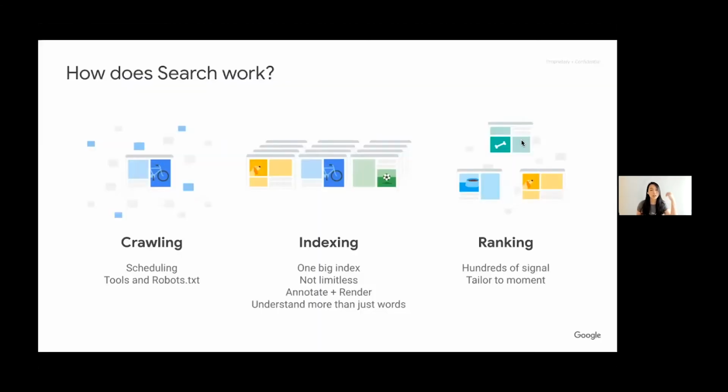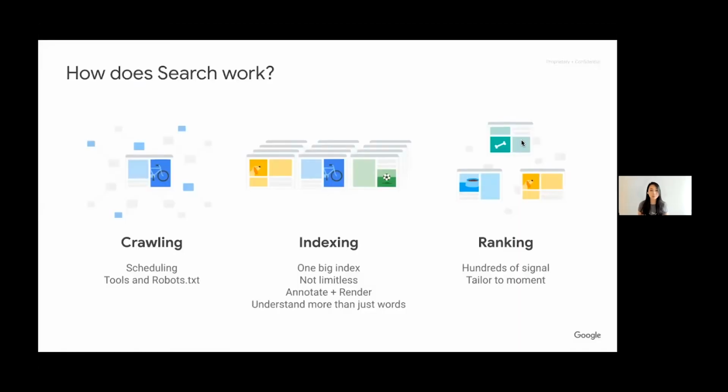How does search work? There are 3 steps in search: crawling, indexing, and ranking. In crawling, we send out what we call Googlebot to look for websites that are out there. We don't know how many there are, but we know of over 130 trillion pages. With such a big volume, Googlebot is very busy and we have to do scheduling. What this means for you is that we're not going to crawl your website all the time.